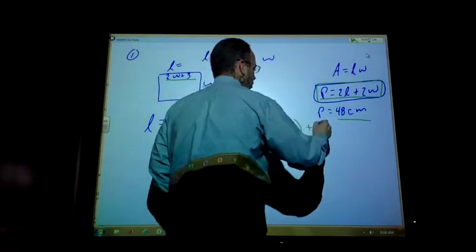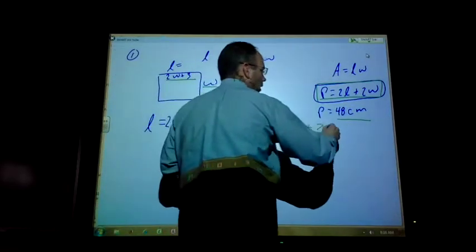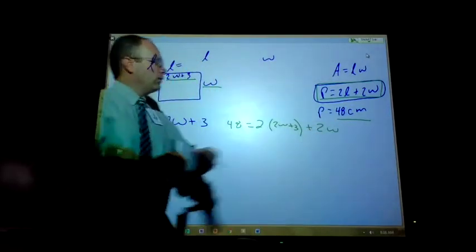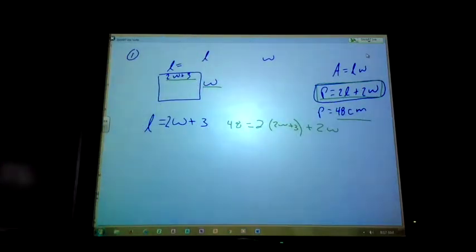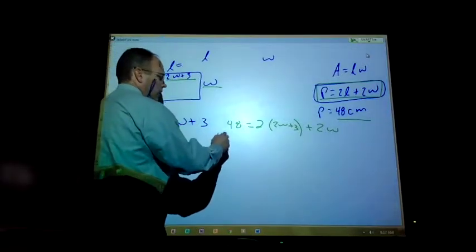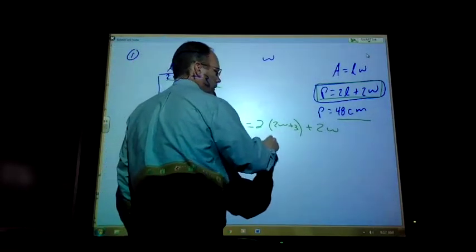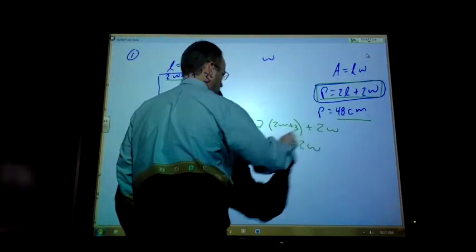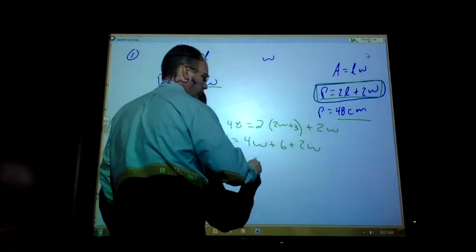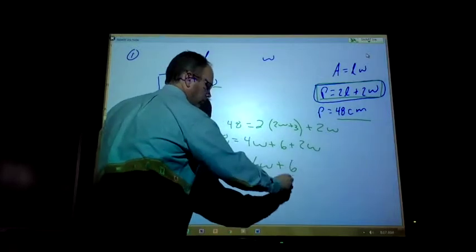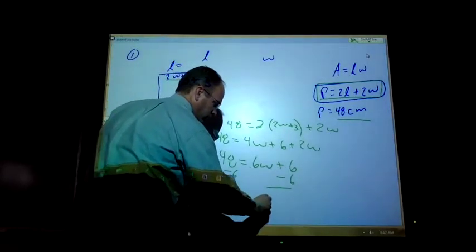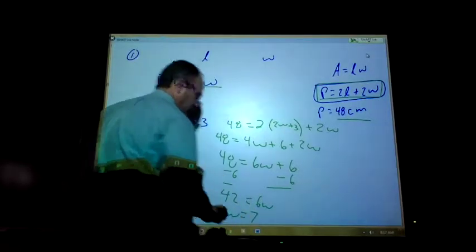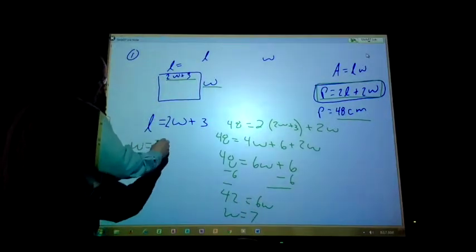And the width, I just know is w. And by me doing this, I've converted L and W into just w's. So now I have a single equation that I can use. So if we go through and utilize the math, let me go through this a little quicker. So I now know my width is 7 centimeters.